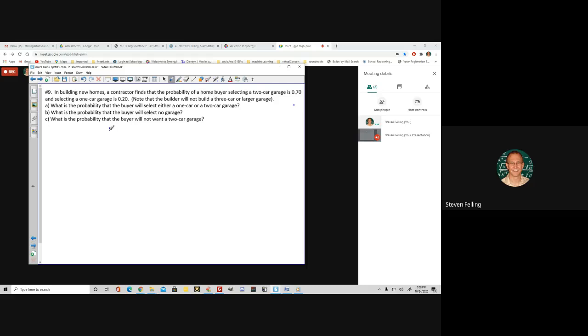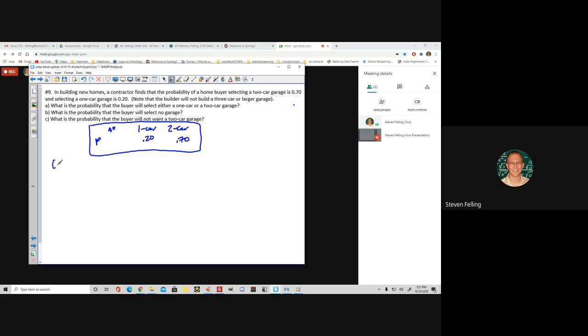The outcomes are no garage, 2-car garage, or a 1-car garage. So maybe I just do it this way: no garage, 1-car garage, 2-car garage. And the probabilities associated with these are 2-car garage happens 70% of the time, 1-car garage 20% of the time. That's what's in the problem. So that's what's provided in the problem.